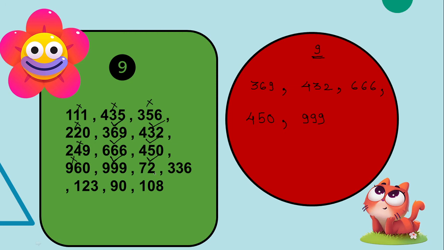Then here we have 72. 72 itself comes in table of 9, or 7 plus 2 is 9. So here I will be writing it as 72. Then 336. 3 plus 3 is 6. 6 plus 6, 12. No, it won't get a place in basket 9. Then 1 plus 2 plus 3. So this will be 6. So even this will not get a place. 9 plus 0 is 9. This we will write 90. Then 108. 1 plus 8 is 9. So even 108 will come in basket number 9. So in this way we have checked the divisibility test for 9, and then we have entered the flowers in basket 9.